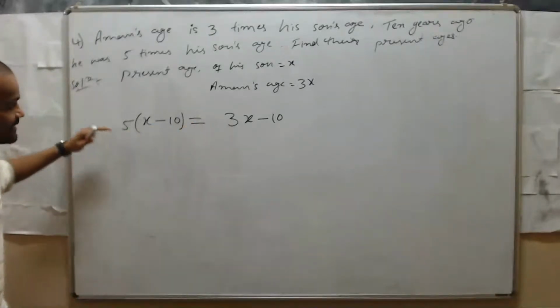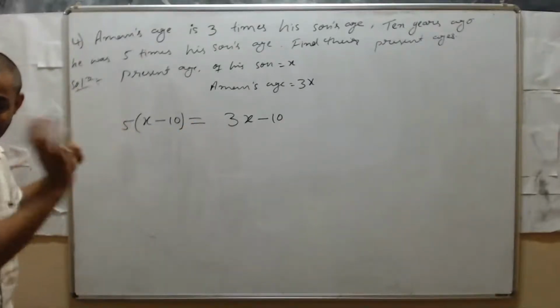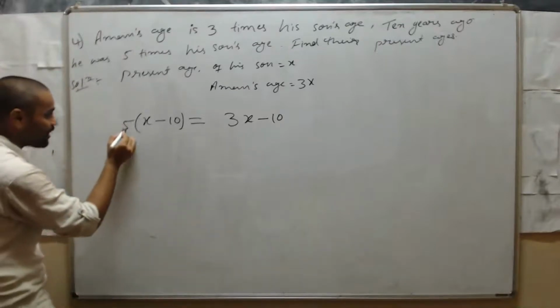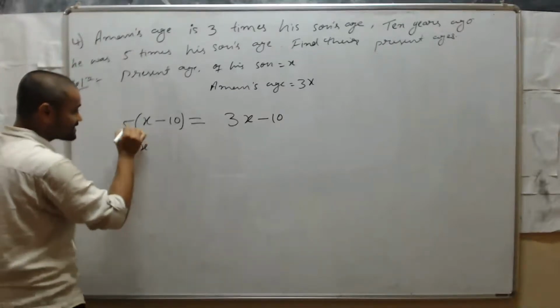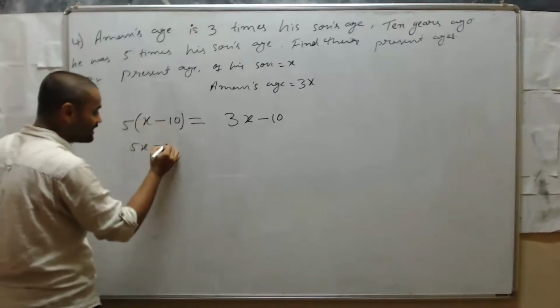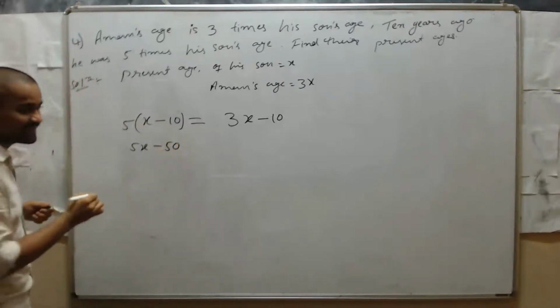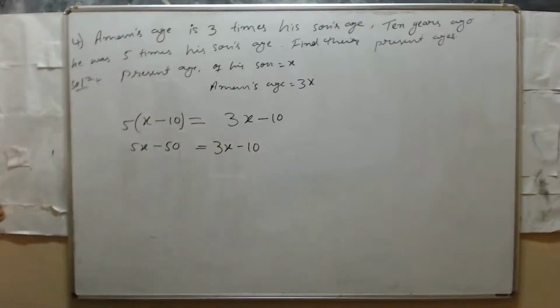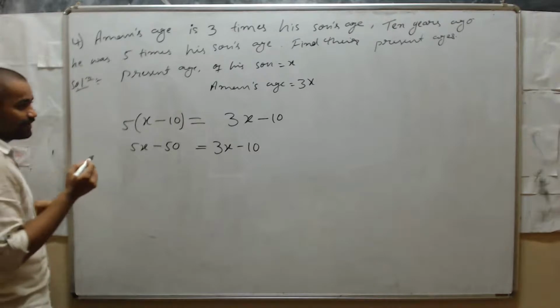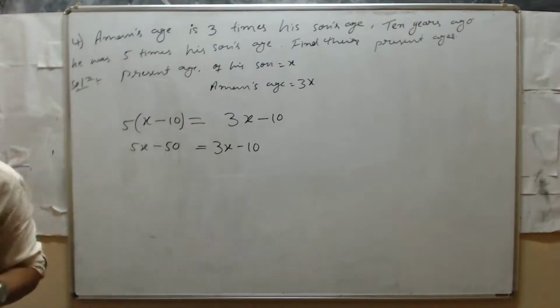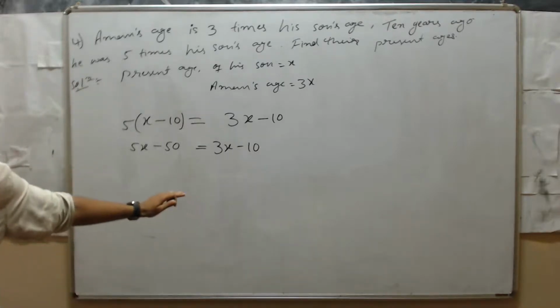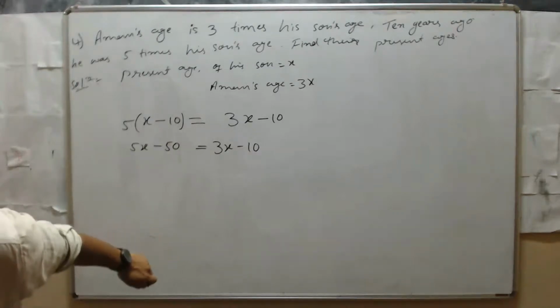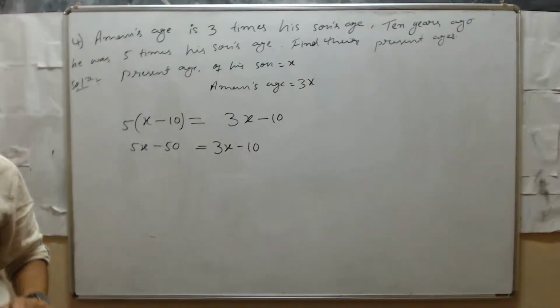How to solve? This is a linear equation. See here, 5 into x will be 5x minus 5 times 10 is equal to, as it is, 3x minus 10. Now find out the x value, students. I will do it here and you do it there.